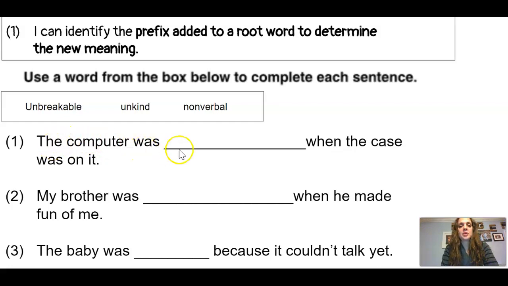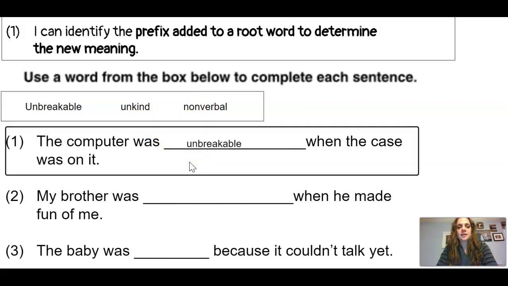Number one, the computer was blank when the case was on it. What would sound right and make sense? Go ahead and show us your thinking. Let's check your thinking. The computer was unbreakable when the case was on it. The computer was unkind when the case was on it. Or the computer was nonverbal when the case was on it. Notice I just used each word and plugged it in a sentence to see what sounds right and makes sense. The computer was unbreakable when the case was on it.